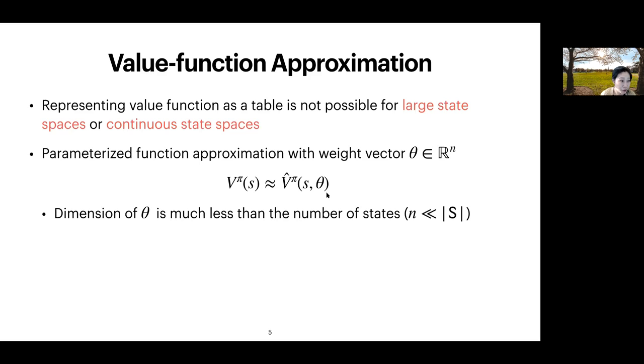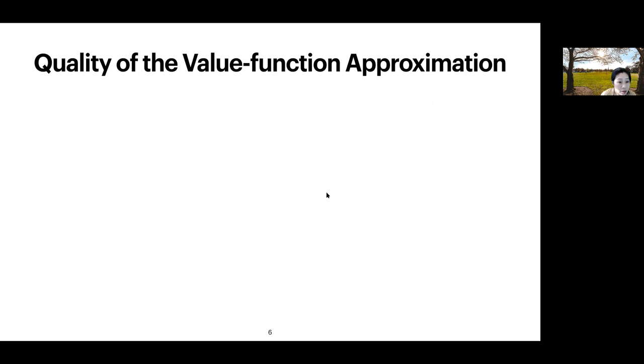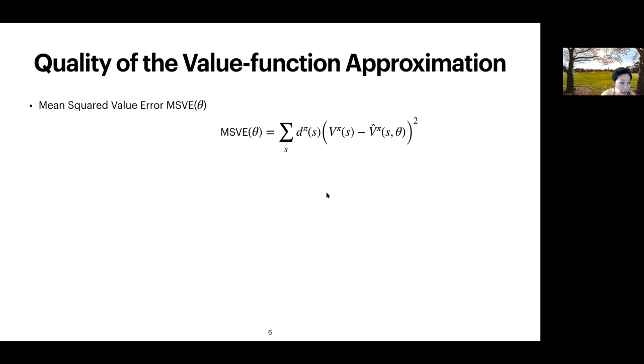If you want to do value function approximation, what the form of that parameterized function is, is also a problem. Like I said, the dimension of theta is usually much less than the number of states. So then it's natural to think about the quality of the value function approximation, right? We usually use a mean squared value error, MSVE. So when I say MSVE of theta, I just mean this equation here.